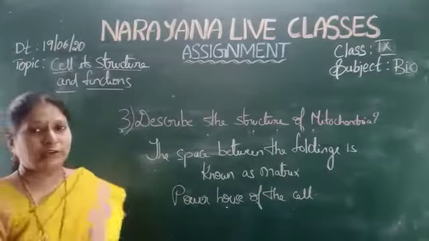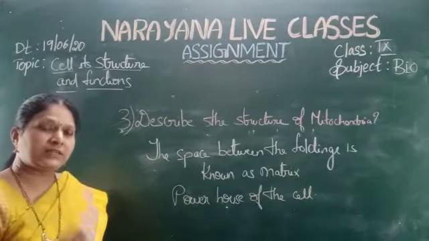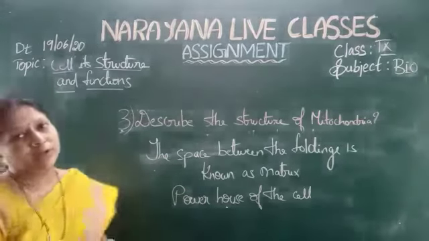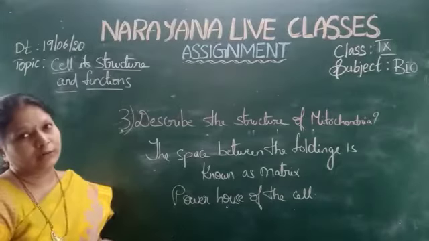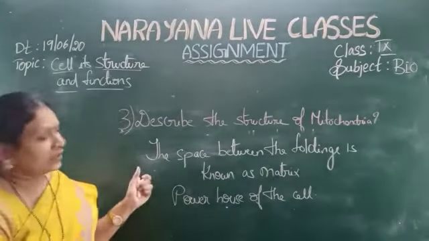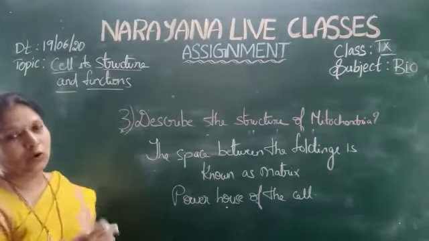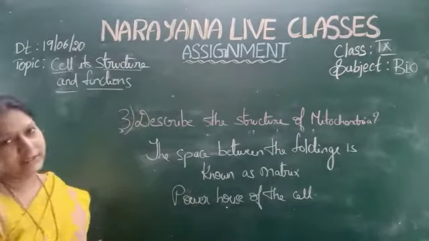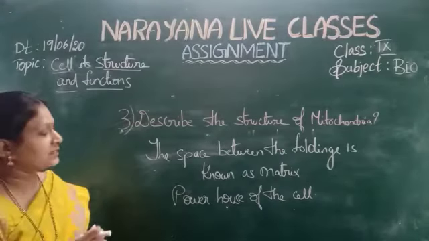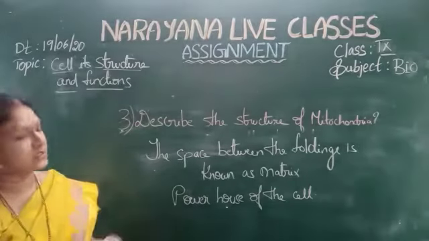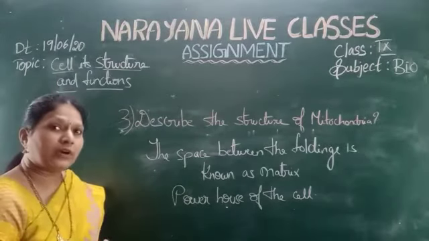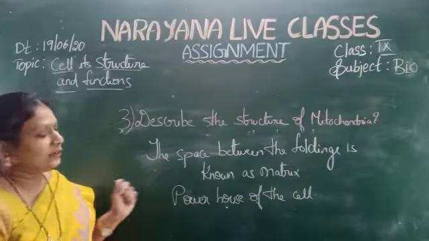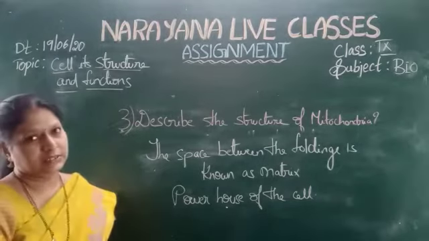So the structure of mitochondria is a small cylindrical structure present inside the cell, 2.8 micron long and 0.5 micron wide. It contains a double membranous structure, the outer membrane and the inner membrane. The inner membrane protrudes foldings, which we call cristae. The space between these foldings is known as matrix. Mitochondria derives the energy from the cell, so we call mitochondria the powerhouse of the cell.